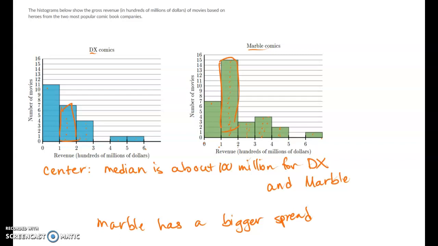So just keep in mind as you're trying to compare data sets, it's all about looking at the center, whatever measure of center is easier to compare, and about measuring the spread, whatever way you can measure that spread for your data.